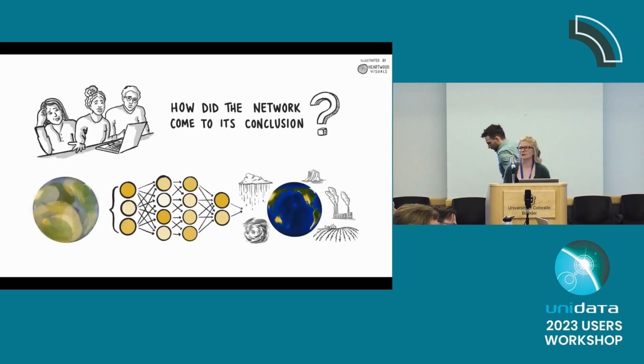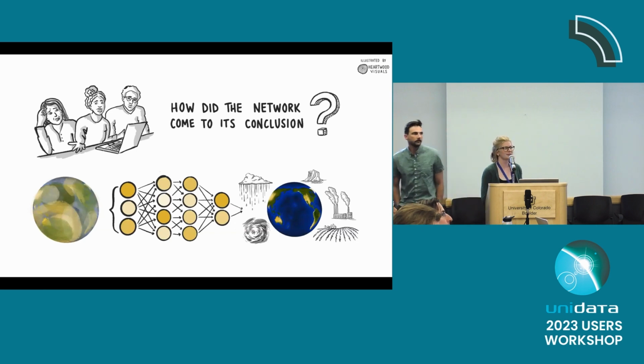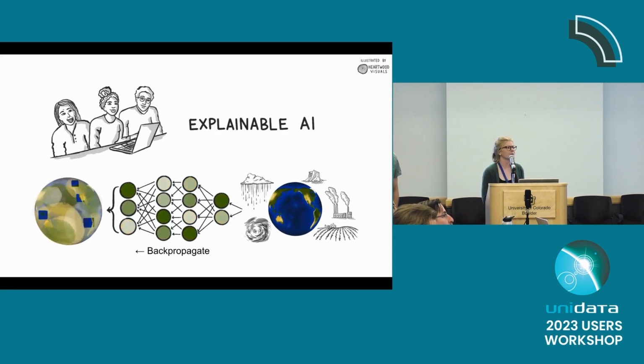Okay, this is just a schematic form of that question we just asked: how did the network come to its conclusion? You can see all of us looking very confused about what is happening inside that neural network. Then we can use explainable AI, or XAI, explainable artificial intelligence, to take what the neural network outputs as its prediction and back-propagate this information through the neural network to identify specific regions in our original input image that the neural network used to actually make its prediction.